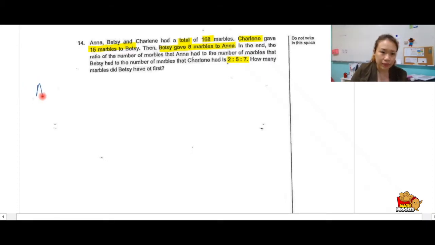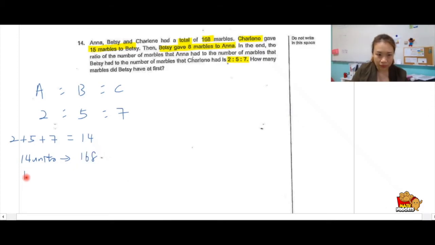Okay, in the end, the total is still 168 marbles. So I'm going to start from the end. The ending ratio is A to B to C is 2 is to 5 is to 7. The total remained the same. So 2 units plus 5 units plus 7 units, that gives me 14 units. So I know that 14 units is 168 marbles. Okay, so we can find out what's 1 unit, which is 168 divided by 14. 1 unit is 12.